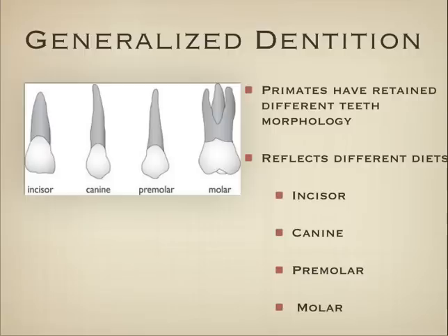Generalized dentition. In generalized dentition, we are able to have different morphology on our teeth. Everyone has incisors, those front teeth of yours, next to canines, next to premolars, next to molars. And this generalized dentition, this different morphology in our teeth, is a reflection of generalized diet. And this generalized diet, being able to eat a large variety of food, has been largely helpful in our survival throughout the years. Our survival being the survival of our species and our lineage.